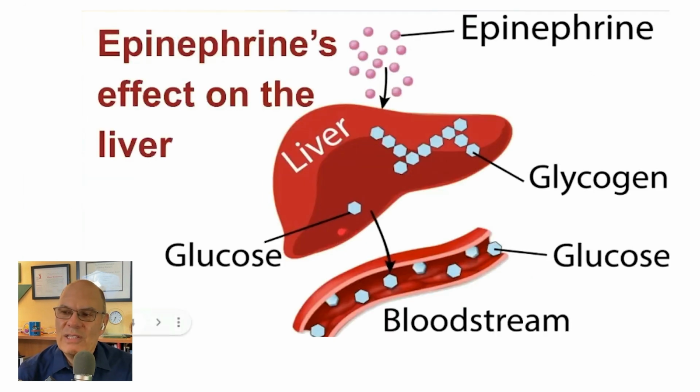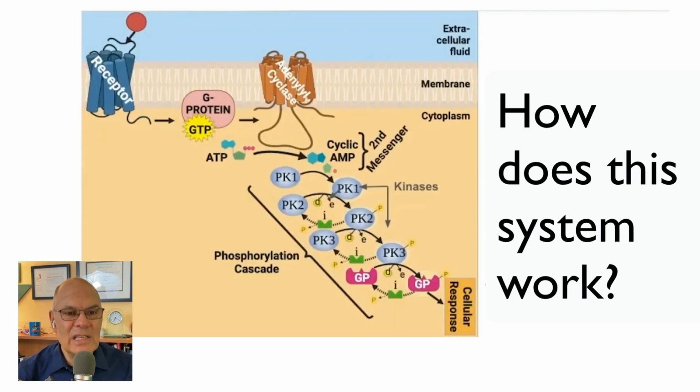What happens there is that epinephrine works to take a polysaccharide that you've learned about in Unit 1, glycogen, and convert it into glucose, a monosaccharide. So the question for tonight is, how did that happen?